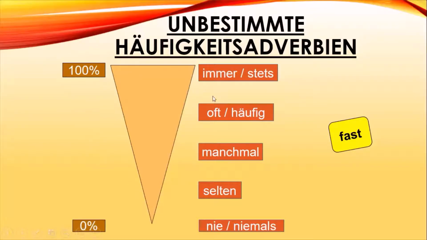So always is the first indefinite adverb of frequency. And there are two possible words that are used in the German language to mean always. Immer or stets.